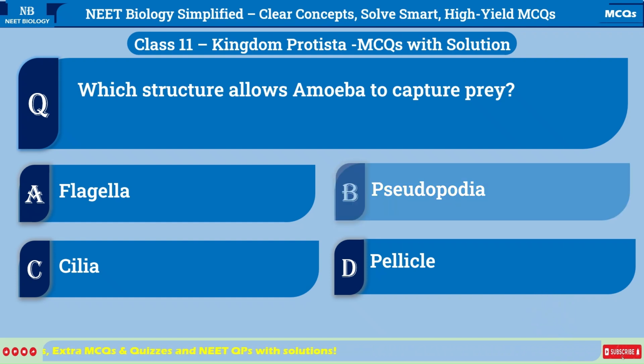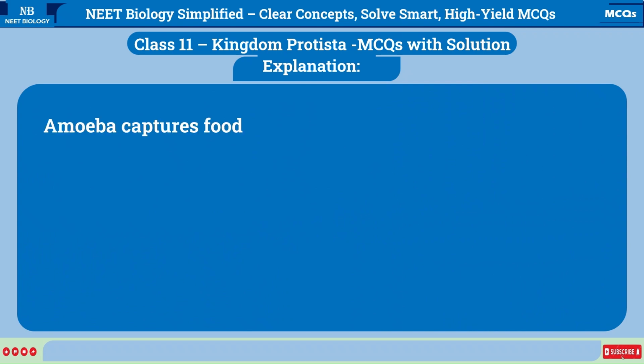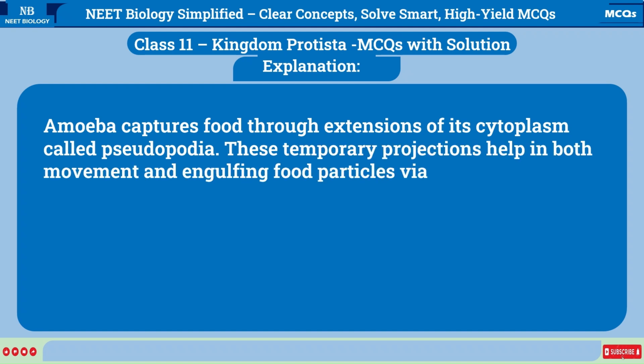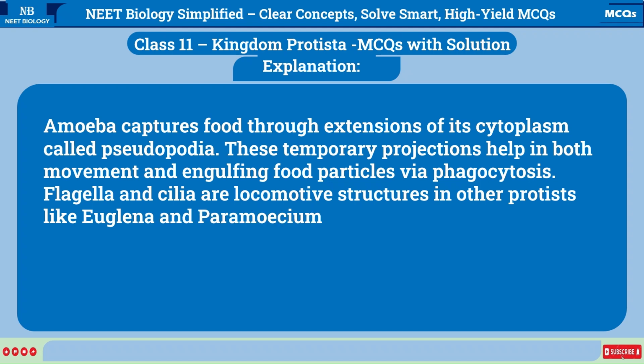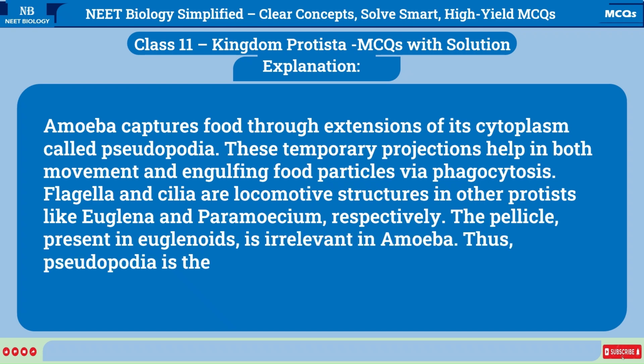Correct answer is B. Pseudopodia. Explanation: Amoeba captures food through extensions of its cytoplasm called pseudopodia. These temporary projections help in both movement and engulfing food particles via phagocytosis. Flagella and cilia are locomotive structures in other protists like Euglena and Paramecium, respectively. The pellicle, present in Euglenoids, is irrelevant in amoeba. Thus, Pseudopodia is the right choice.